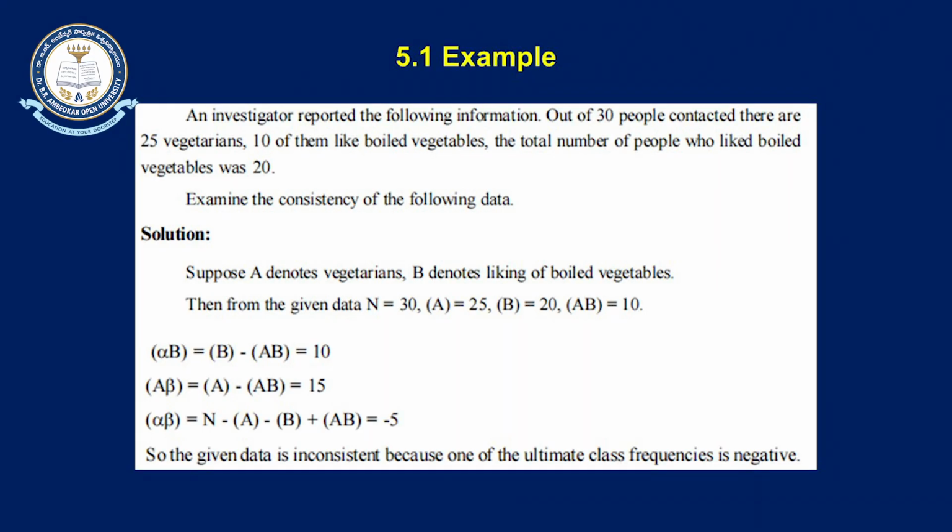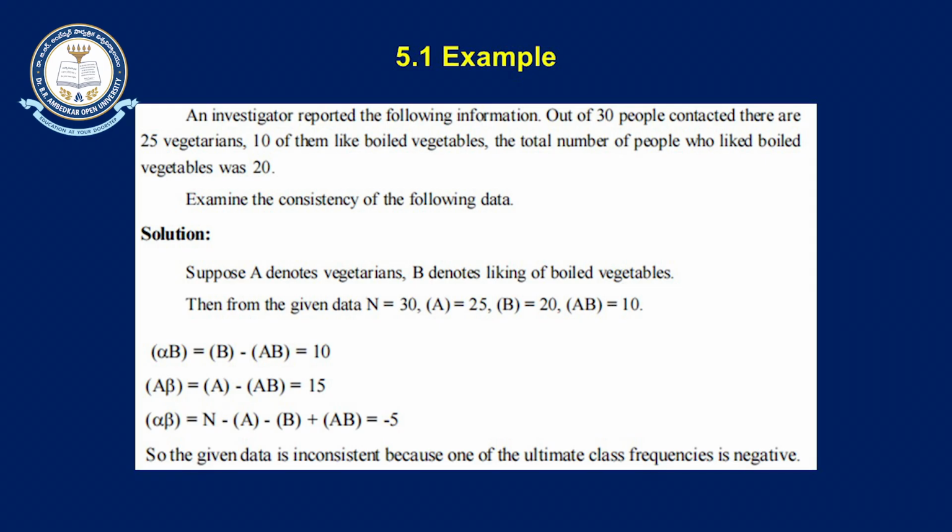Now in this example, the investigator reports the following information: out of 30 people surveyed, there are 25 vegetarians and 10 who like boiled vegetables, and the total number of people is 20. So we can check the consistency of the following data. He will ask to examine the consistency of the data. How many attributes do we have? 4, so directly we can check this.